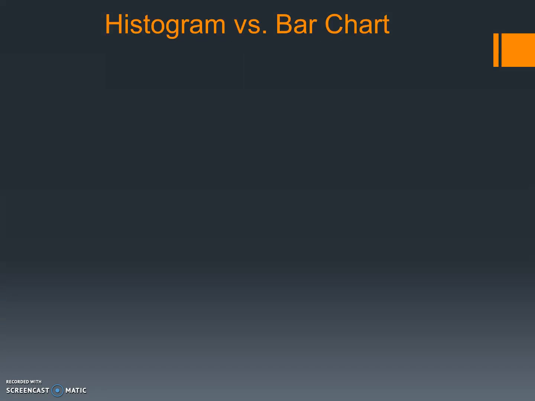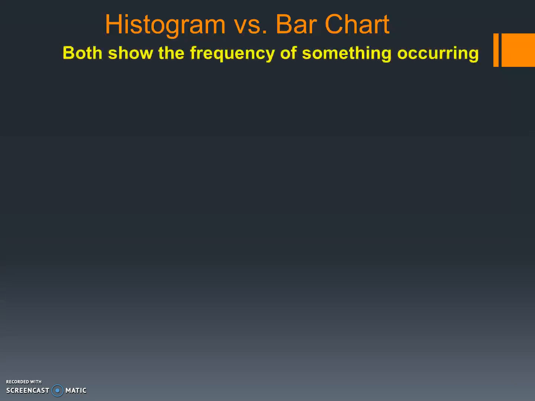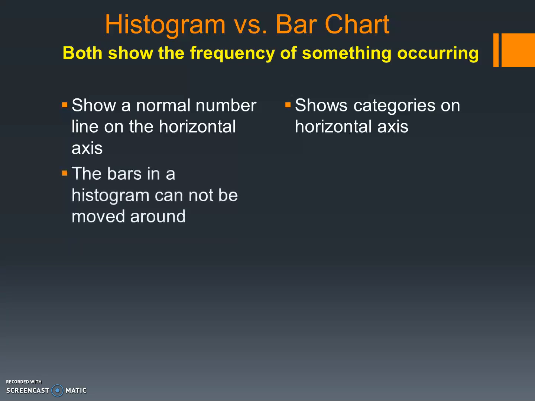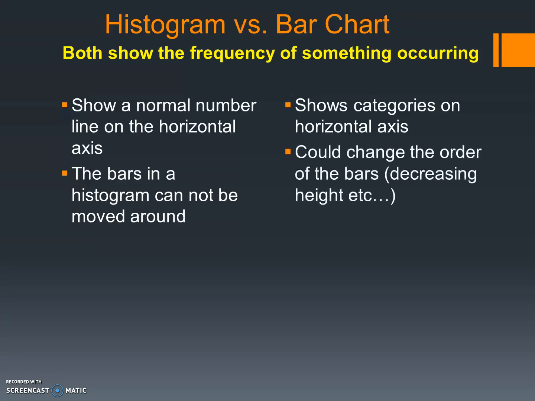So what's the difference really between a histogram and a bar chart? You guys have been using bar charts for a long time. They both show the frequency of something occurring. However, a histogram shows a normal number line on the horizontal axis, whereas the bar chart shows categories on the horizontal axis. The bars in a histogram cannot be moved around, whereas you could change the order of the bars in a bar chart, for example, if you wanted to change your categories around to make the bars go in decreasing order or increasing order, or to show something specific.